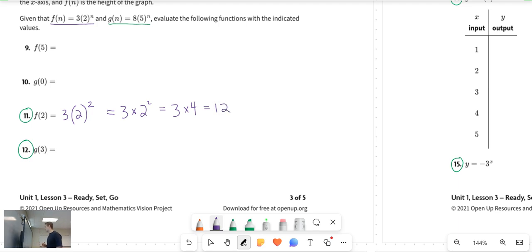Okay, so we have f of 2 is 12, and now we have g of 3, so we're working in green on the second one. So the function g is 8 times 5 to the n, where n equals 3. So now we have 8 times 5 to the third.